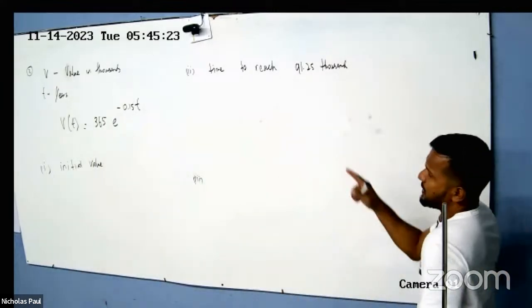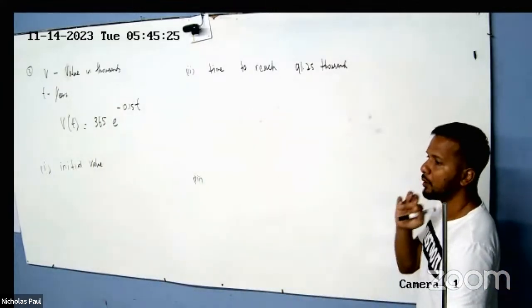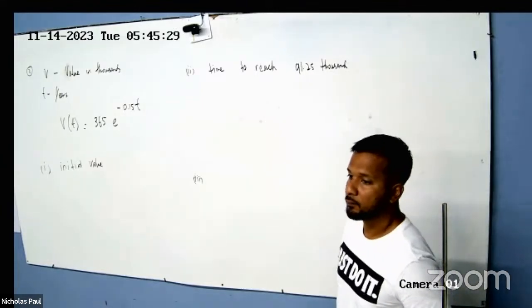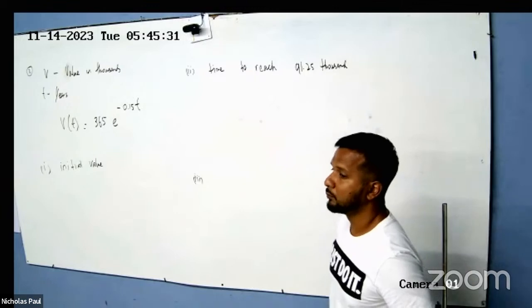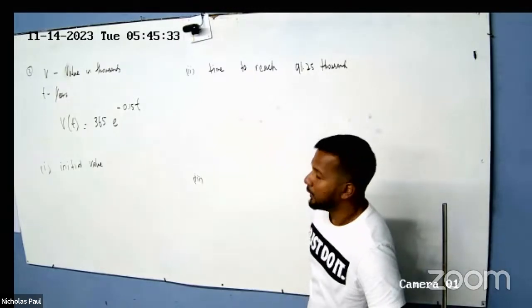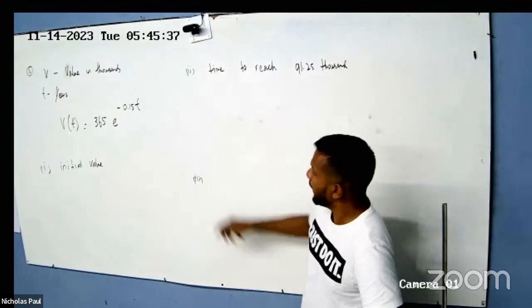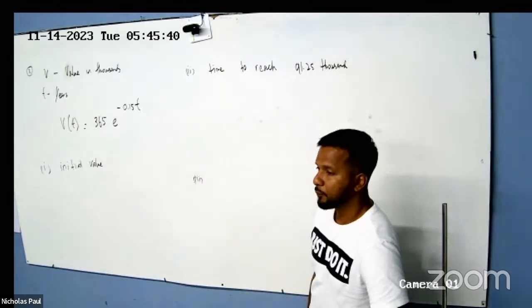What kind of equation is that? Compound depreciation. Now you're going down in value, right? Because of the minus.